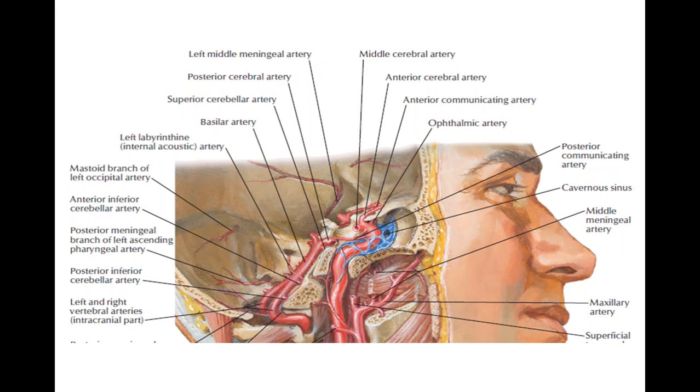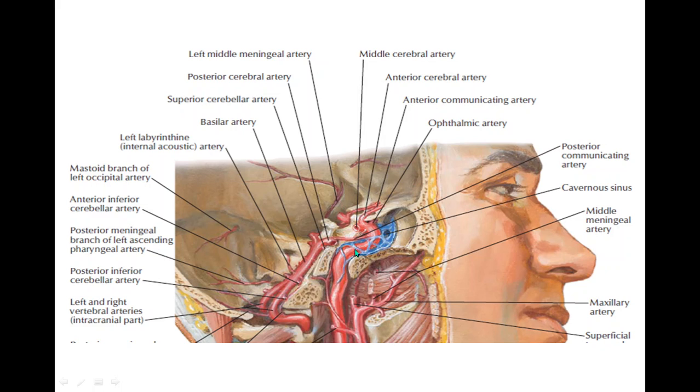The internal carotid arteries. So as I was explaining, this picture shows you the entry of the internal carotid artery into the cranial cavity by passing through this carotid canal. It runs through the carotid canal. This is the lower opening, this is the upper opening. Then in the middle cranial fossa, it runs through the cavernous sinus.